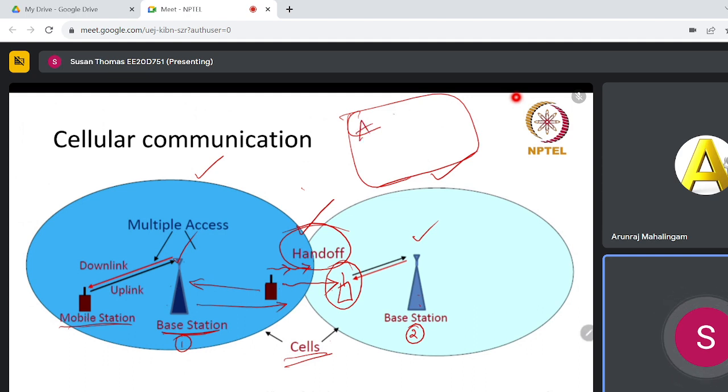Say there is cell A, cell B, C, D, E, F. Multiple cells. In each of these cells you have different base stations. And all the mobiles in one cell are covered by one base station, which is base station A. Then if you go to the next cell, that is covered by base station B, and so on.